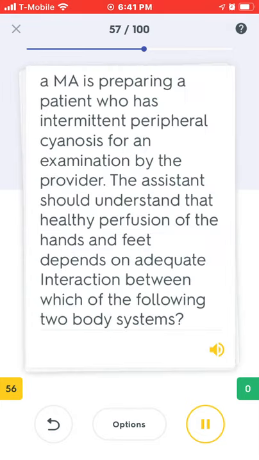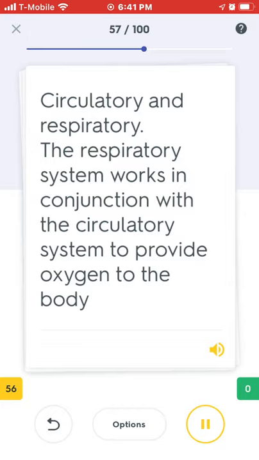A MA is preparing a patient who has intermittent peripheral cyanosis for an examination by the provider. The assistant should understand that healthy perfusion of the hands and feet depends on adequate interaction between which of the following two body systems? Circulatory and respiratory. The respiratory system works in conjunction with the circulatory system to provide oxygen to the body.